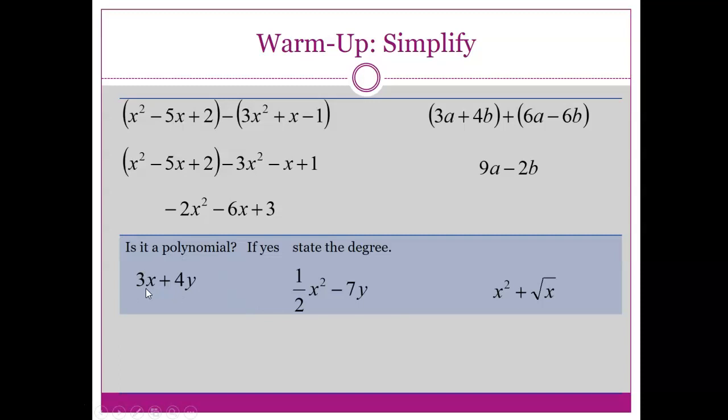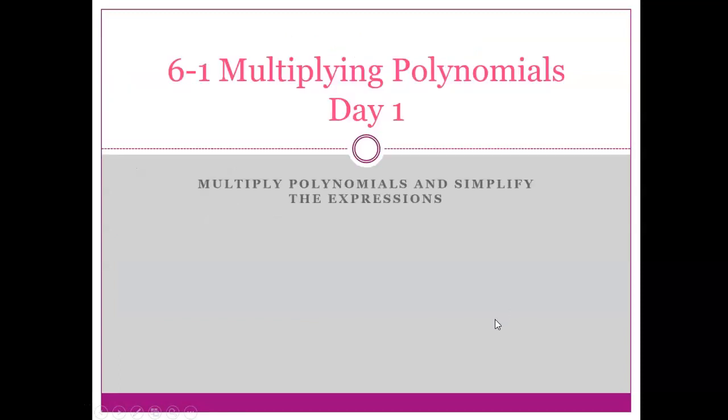And down here, is it a polynomial? If yes, state the degree. So here we have 3x plus 4y. Yes, that is, and that is degree 1 because both are linear. So that's a linear polynomial. And the second one, you have 1/2 x squared minus 7y. This is also a polynomial. And then in the last one over here, we have x squared plus the square root of x. A square root is not a polynomial, therefore it is no.